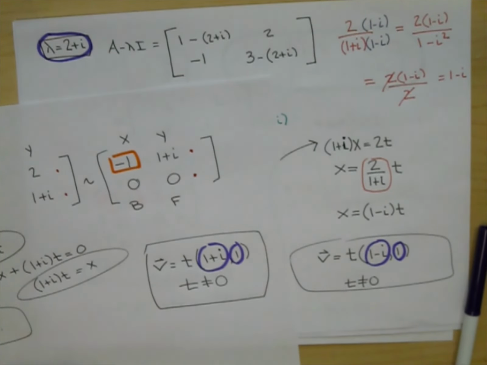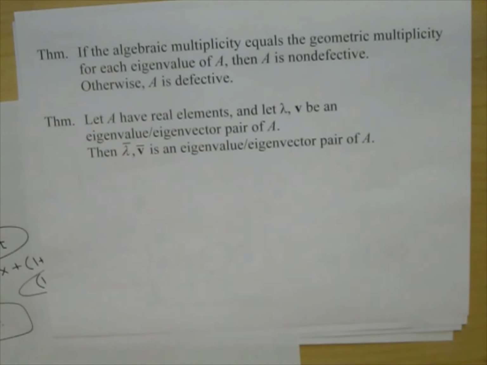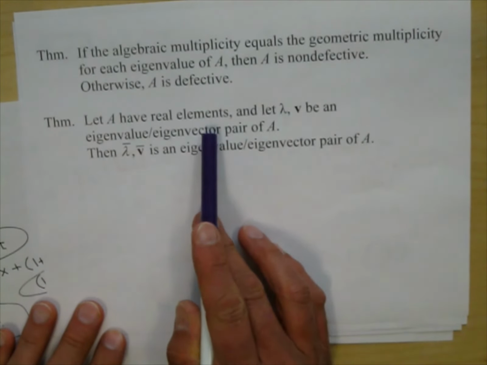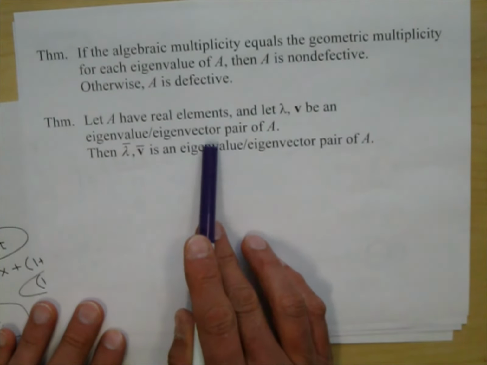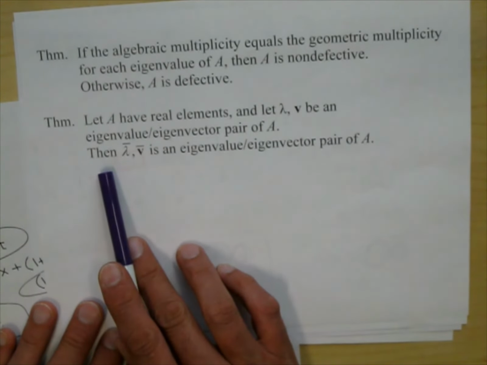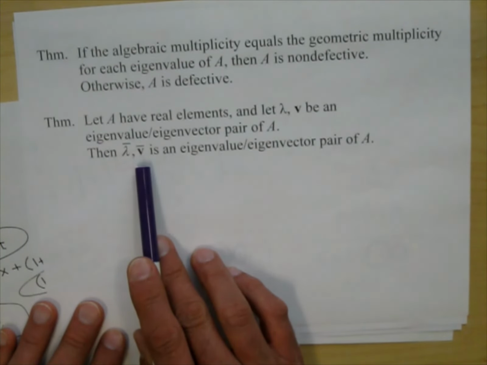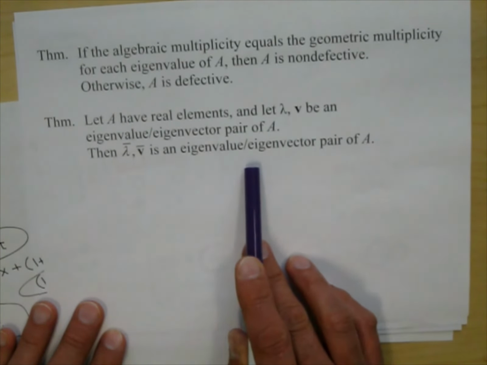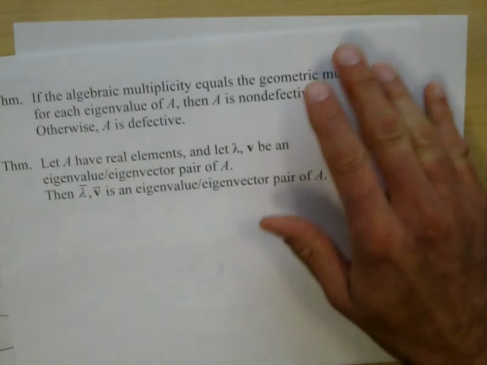And so where is that? That happens to be on our theorem sheet here. It says, theorem, let A have real elements, and let lambda and v be an eigenvalue eigenvector pair for A. Then those bars above those mean complex conjugates. Then lambda bar and v bar, which means each component, is an eigenvalue eigenvector pair of A. And so that will help when you're doing your homework, because you can do all the work.